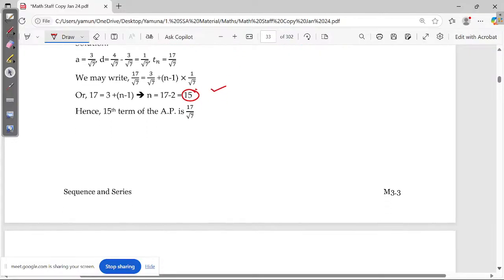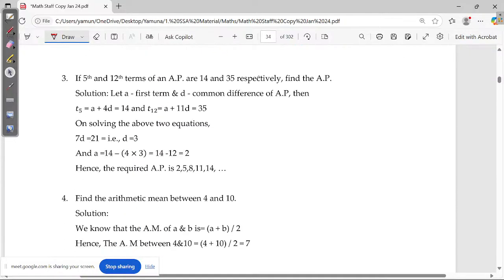Now come to the third problem. What is unique in the third problem is that the fifth term and 12th term of an AP are given, which are 14 and 35 respectively, and you're asked to find the AP. What do you mean by fifth term? T5 is given. What is T5? 14. By the formula, this is A plus 4D. You agree with me?